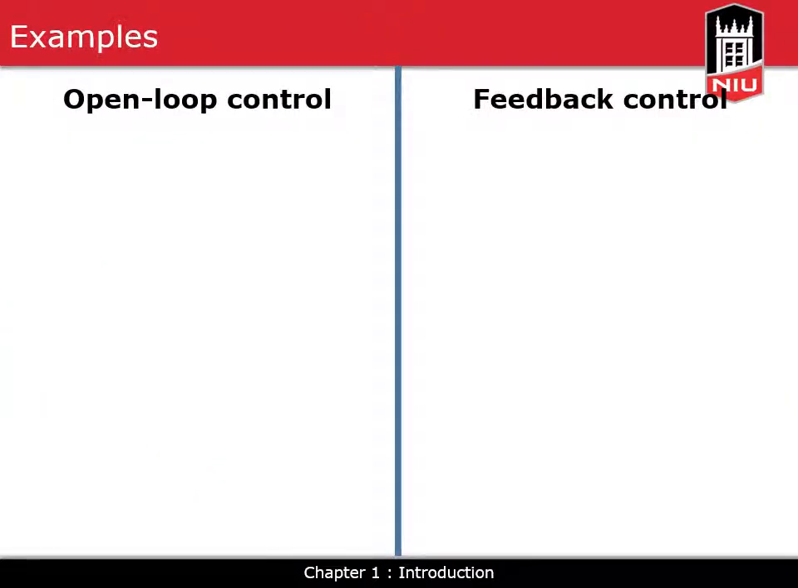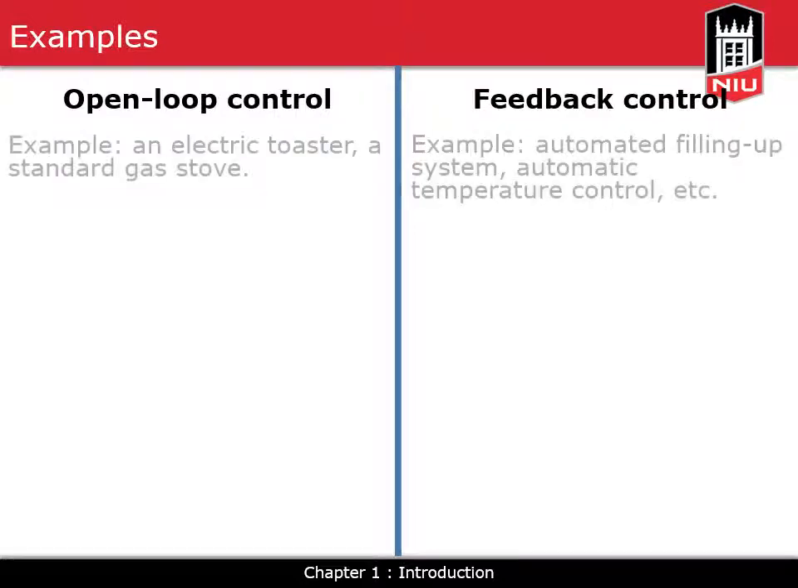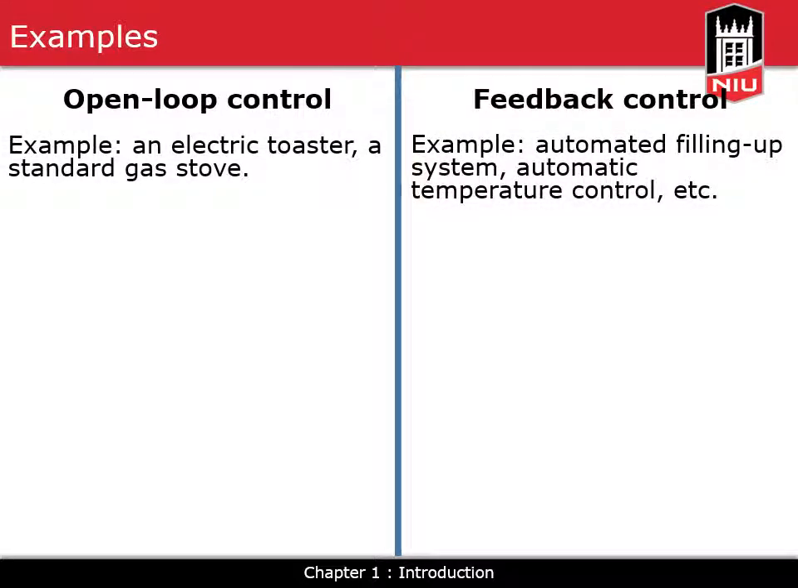Let's see some examples for open loop and feedback control. Open loop control devices are basically using an open loop type of control, like an electric toaster or a standard gas stove or a traditional dryer, for example. These are the type of devices or systems that are using open loop control.